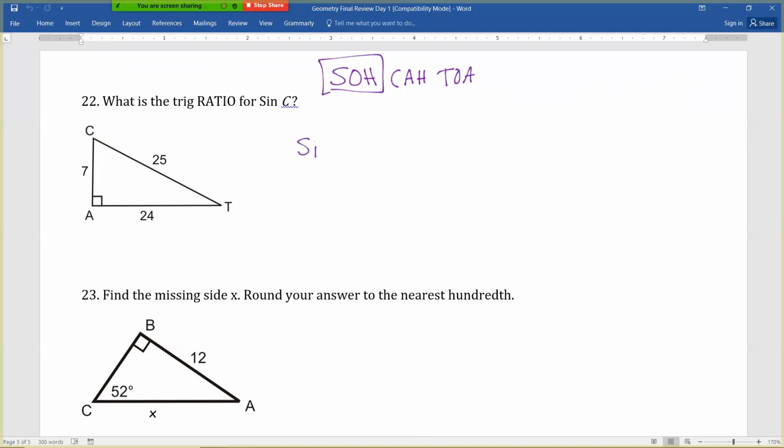That means the sine of the angle, so sine c, is going to equal whatever is opposite divided by whatever the hypotenuse is. So you have to go through and label your triangle based off the angle that you're talking about. Everything's going to be based off angle C. According to angle C, opposite I think tends to be one of the easier ones. Opposite means it can't touch it. So the only side that's not touching angle C is AT, which is 24. So I'm going to label that opposite.